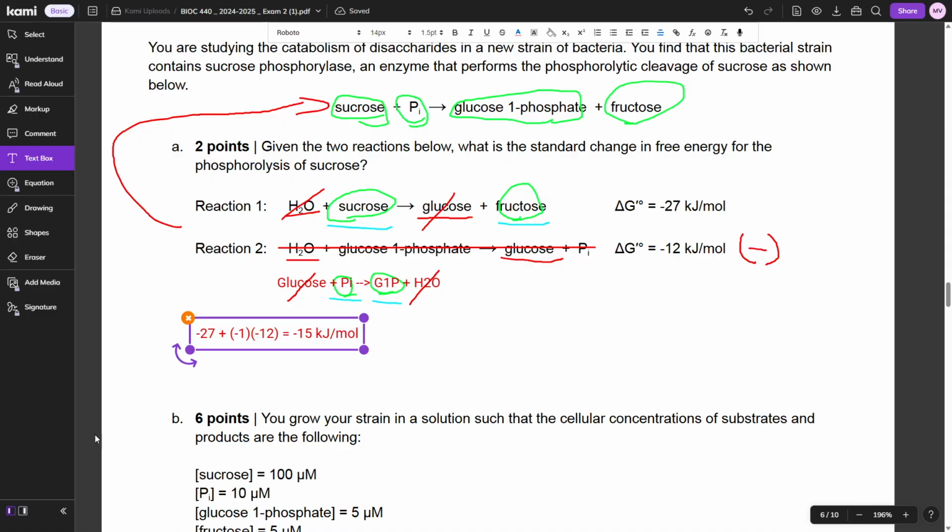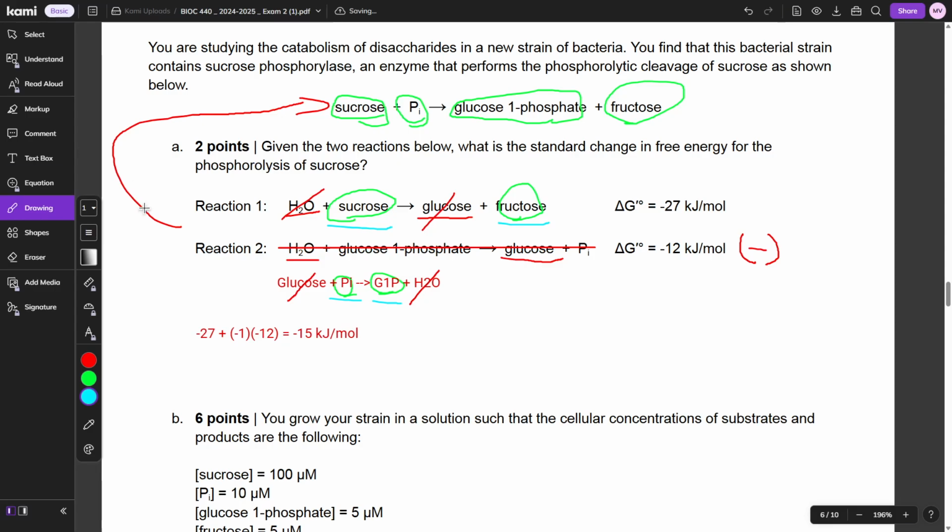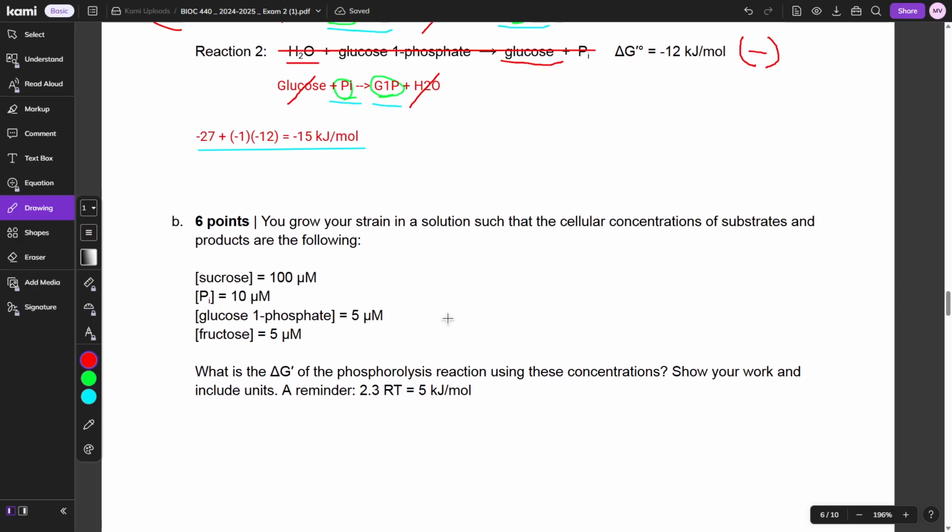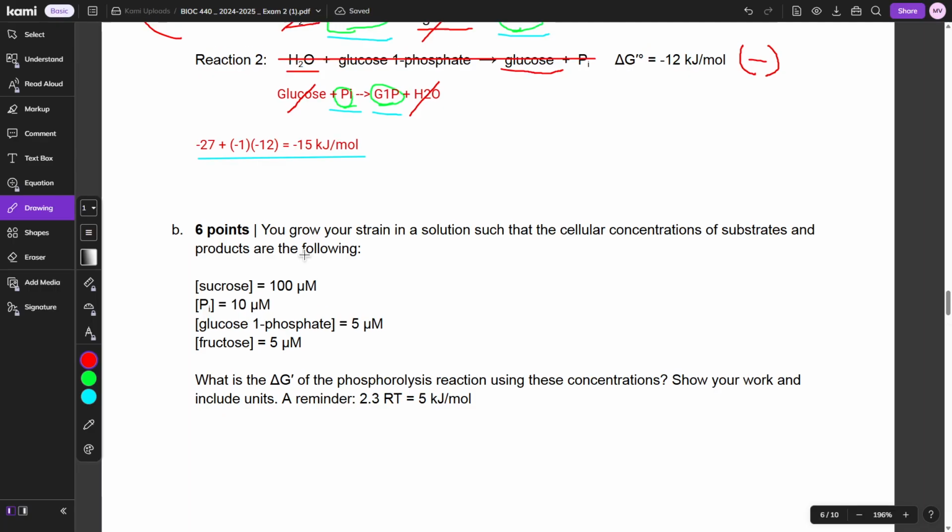And that sets you up for the next question. The next question is asking you, you grow your strain in this concentration, with these substrates. What is the delta G of this reaction?